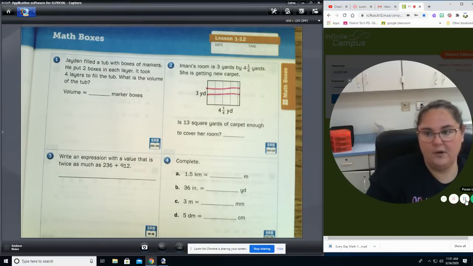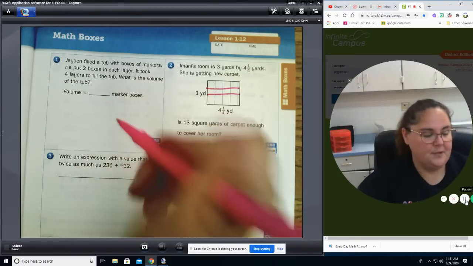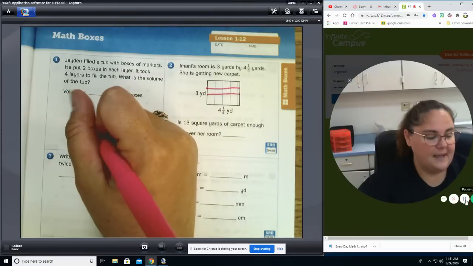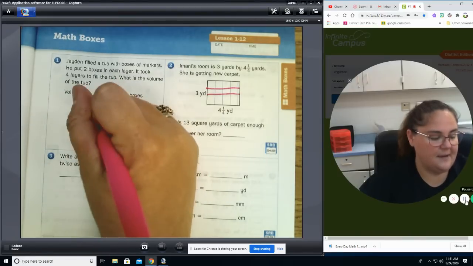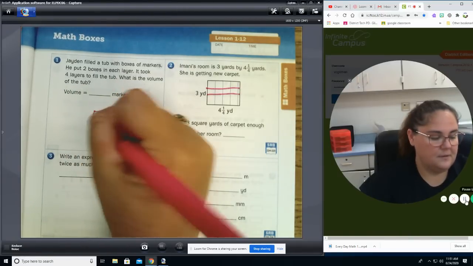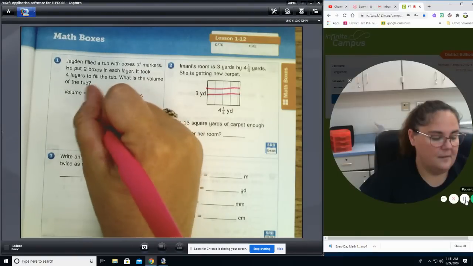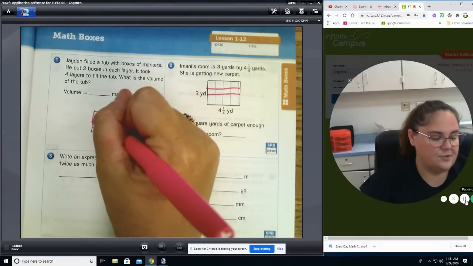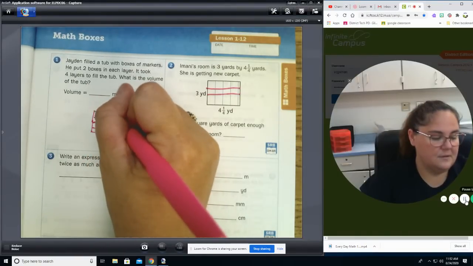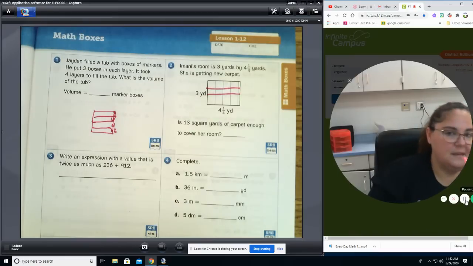What is the volume? So my base layer, how many boxes are on my base layer? 2 boxes per layer times 4 layers. So 2, 4. Think about that. You might have the answer if you really look.